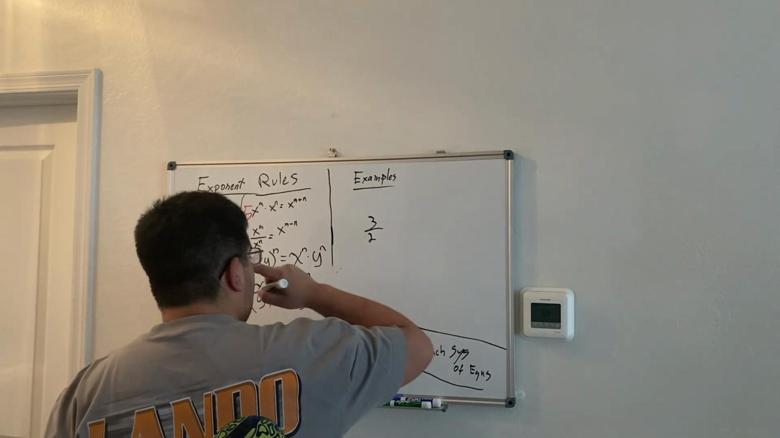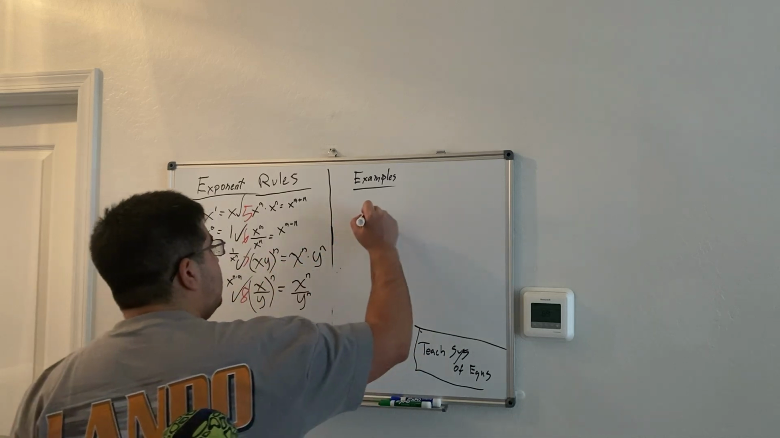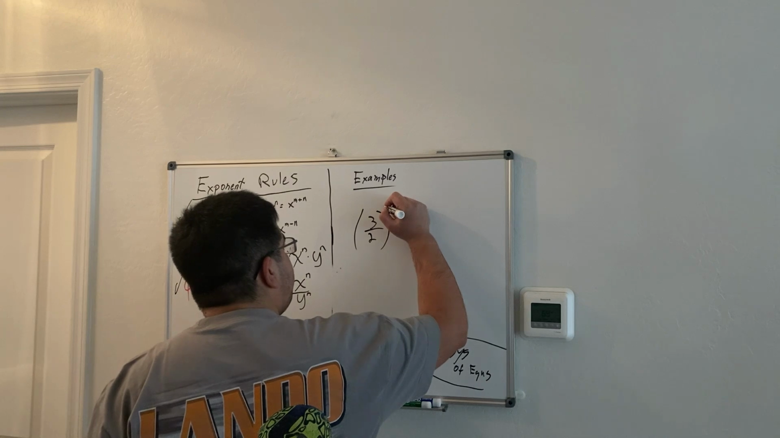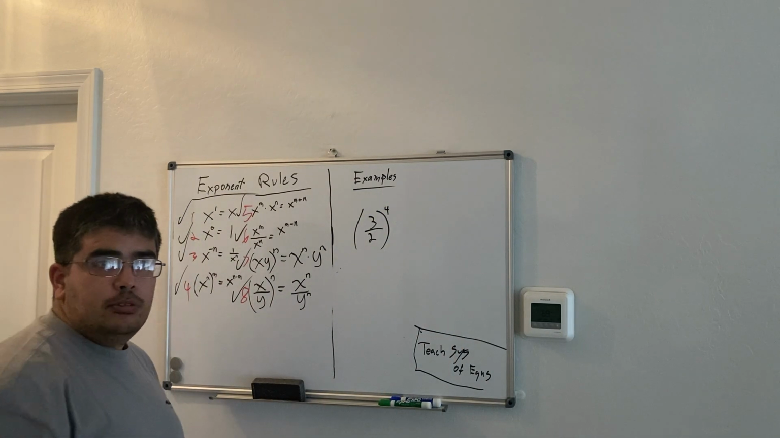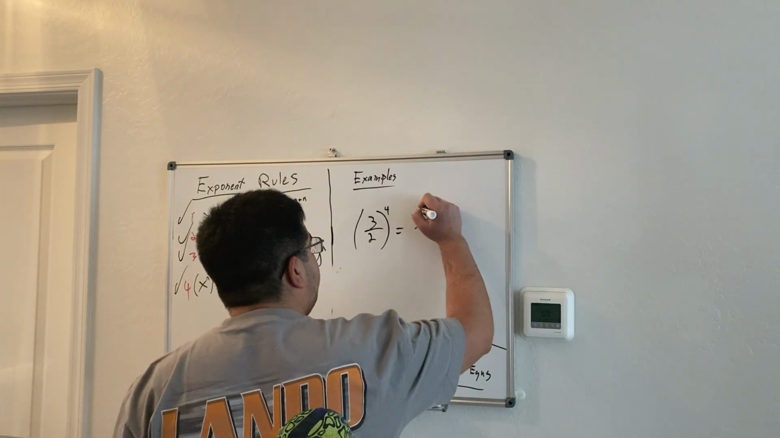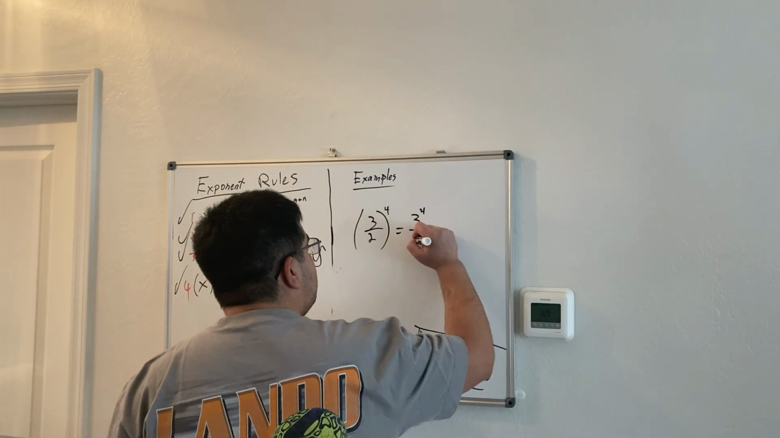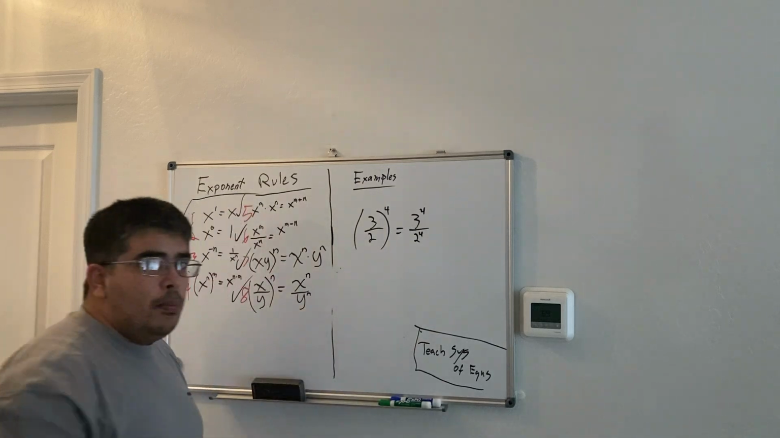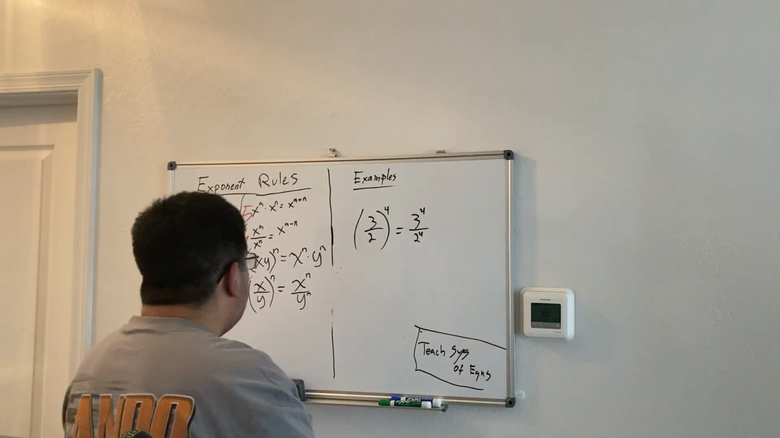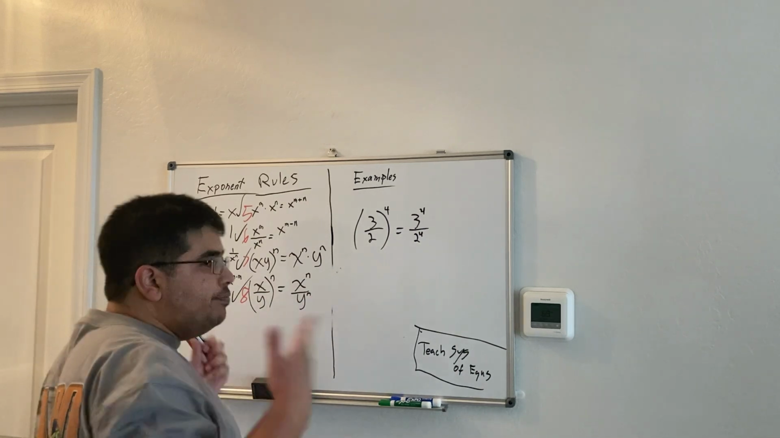And then we're going to distribute the exponent 4. So this will equal 3 to the 4th power over 2 to the 4th power. Pretty simple, right? So that one's pretty simple.